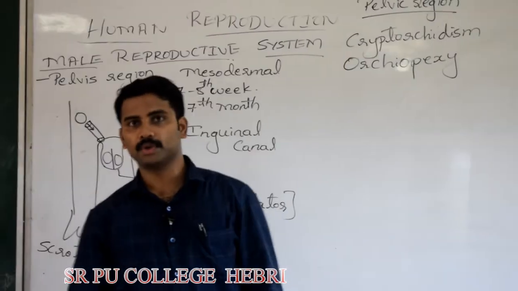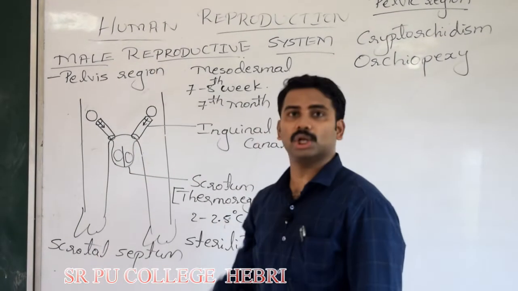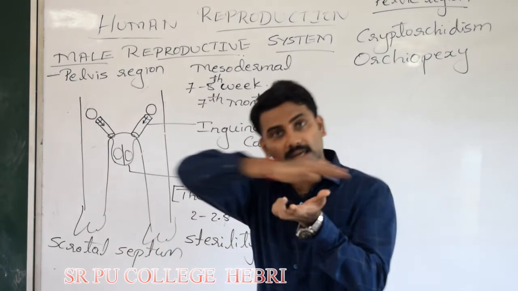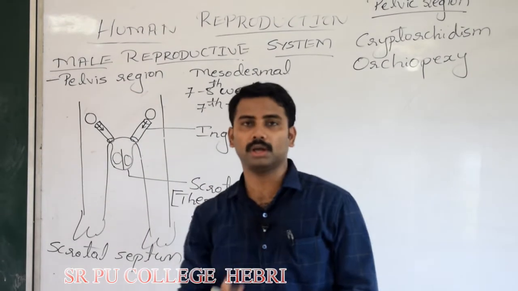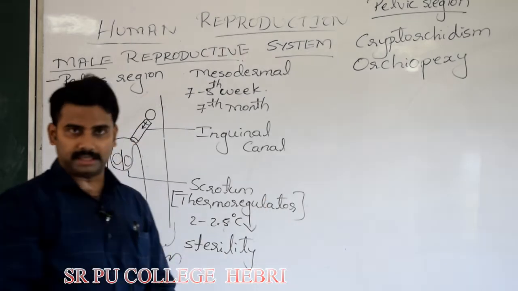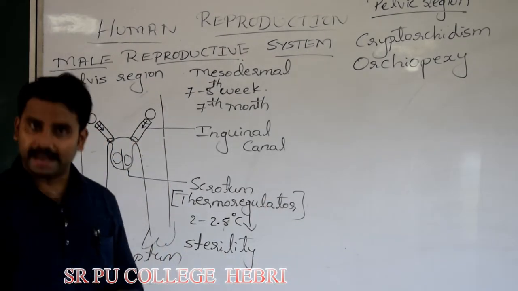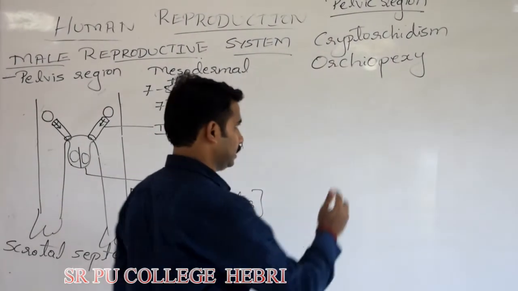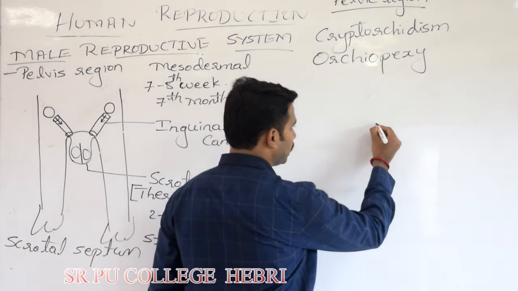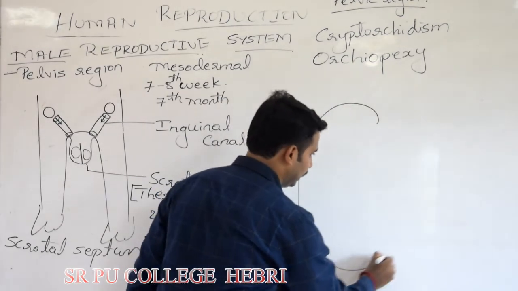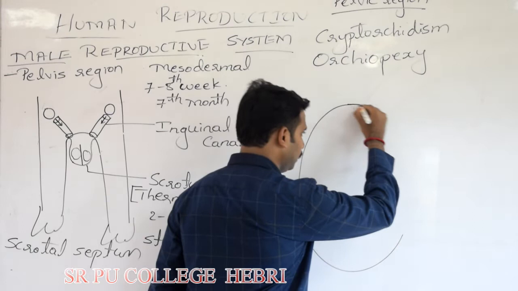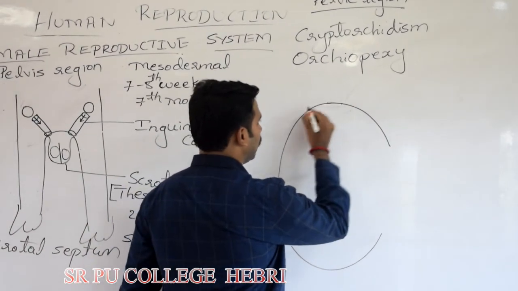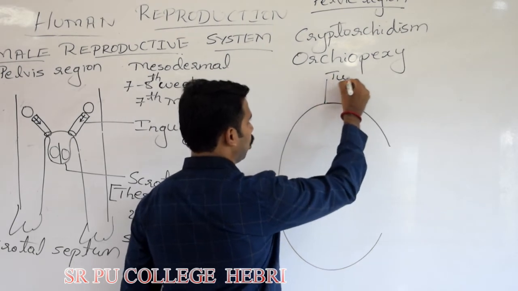When you take a vertical section of the testis, first I will take a vertical section, and next I will take a transverse section. We will study both. When we take a vertical section of the testis and focus in the microscope, the wall of the testis is made of 3 layers. Wall of the testis is made of how many layers? 3 layers.